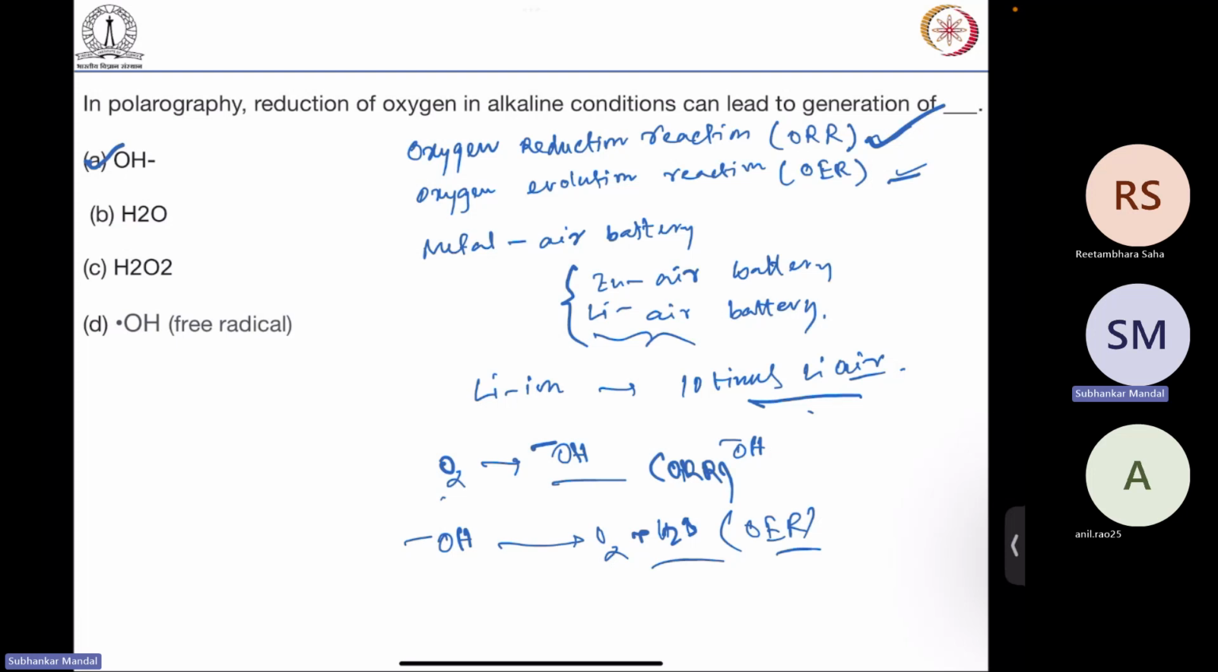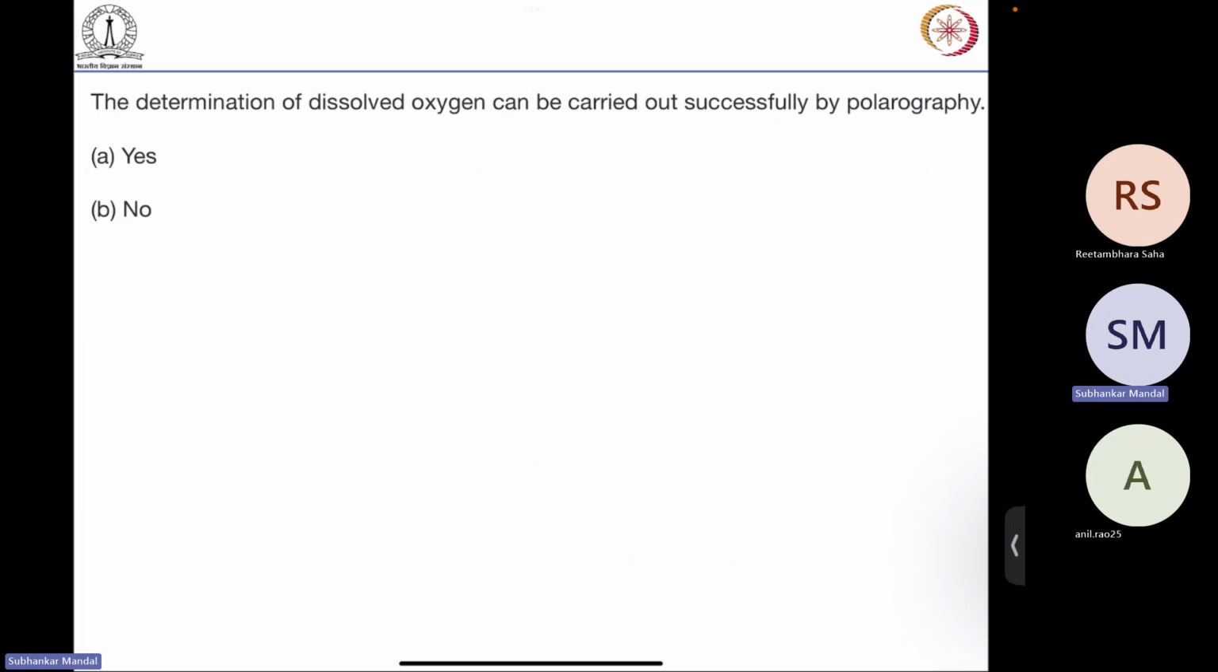This ORR, OER catalysis part is what people do when developing different kinds of metal oxide or organometallic complex. Nowadays, organic molecules are also used as catalysts for ORR, OER. In non-aqueous systems also, people use organometallic complexes and organic molecules as catalysts. I am not going into those details. So we can go to the next question.